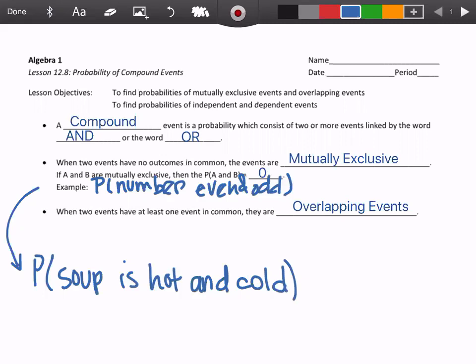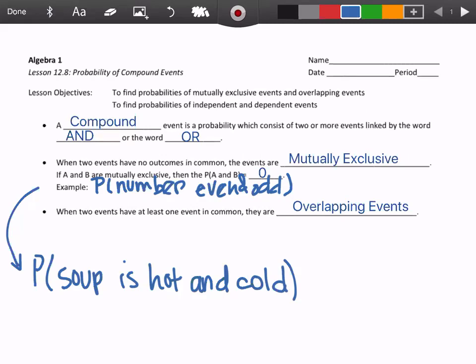All right. Hot and cold inherently are separate. If something is hot, then it is hot. If it is cold, it is cold. We typically do not see them occurring at the same time. So those would be examples of mutually exclusive events. Now the third thing is when two events have at least one event in common, they are overlapping events.